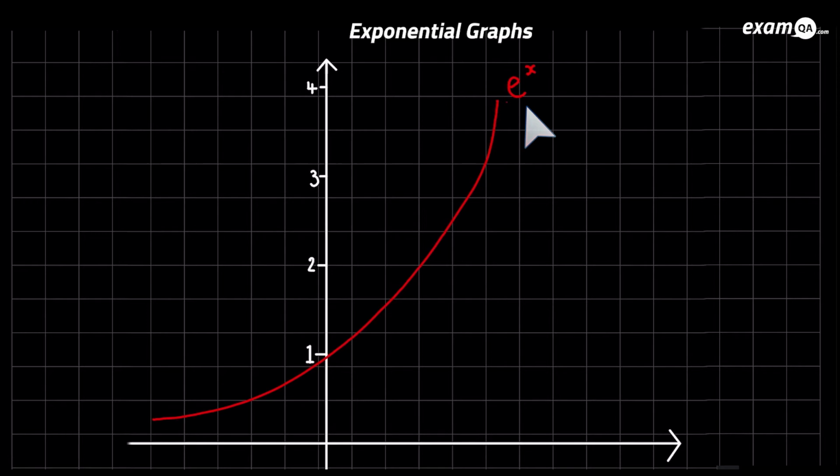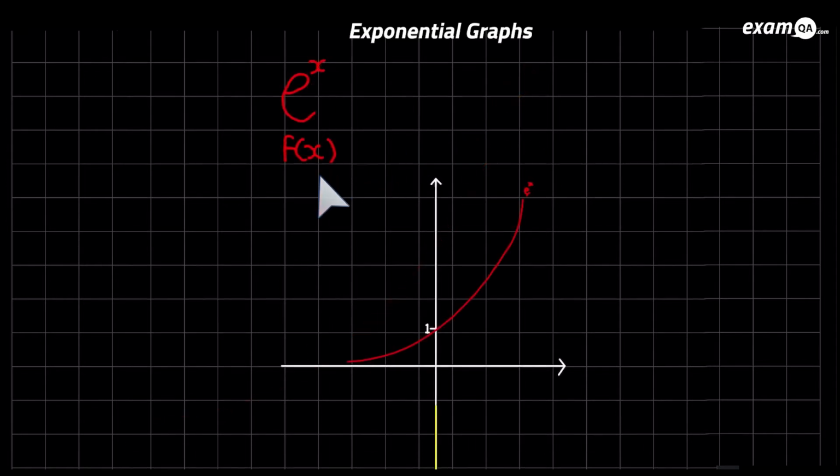And that's the really special thing about e. The function and the gradient function are perfectly the same. So there's no point me drawing the gradient function here, because I'll just be drawing the same graph again. So going back to differentiation, if you have y equals e to the power x, dy/dx, the differentiation of it, is e to the power x, the same thing.